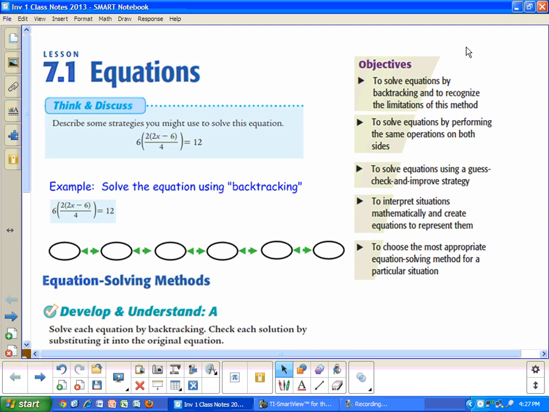Hey students, this is lesson 7-1. We're going to start by reviewing some equation solving and trying to figure out what is the most appropriate way to solve equations. Let's start by reviewing backtracking here.